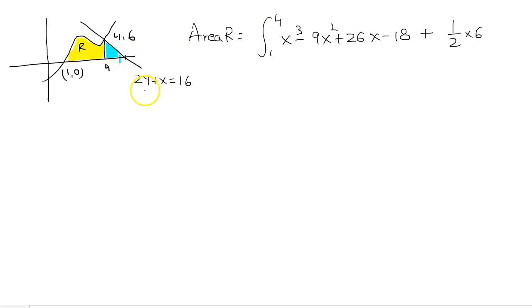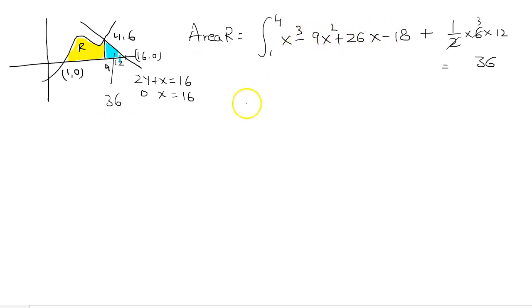So here y is 0, so x is equal to 16. So this is (16, 0). This total length is, this is 4, so this one is 12. So this area is half times 12 times 6, which is 36.